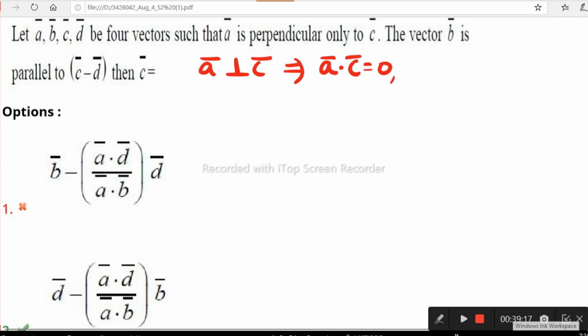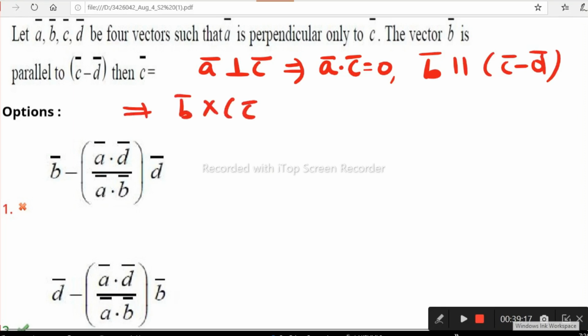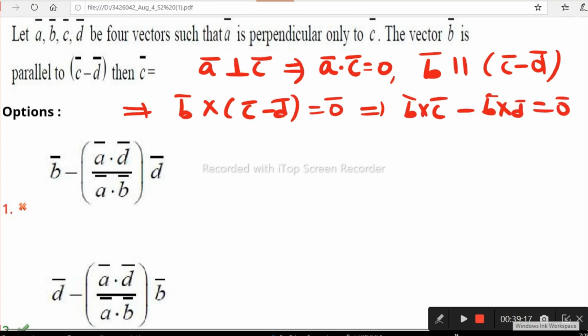Given that B is parallel to C minus D. When 2 vectors are parallel, the cross product is 0. So B cross (C minus D) is equal to the 0 vector. Expanding, B cross C is one vector minus B cross D is the other vector, equals the 0 vector. B cross C I am leaving on the left side, and B cross D I am taking to the right side.